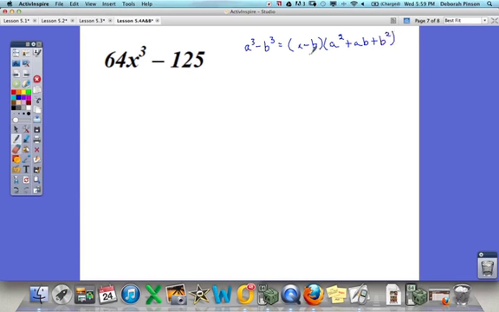So I just copied this down from my formulas here. Now looking at this, the cubed root of 64x to the third is 4x to the first, because 4 times 4 times 4 is 64. x times x times x is x to the third. And the cubed root of 125 is 5. Don't worry about the negative in terms of that. The formula will take care of that for you. And then I'm just going to plug everything in.